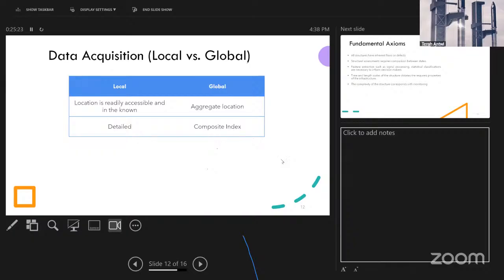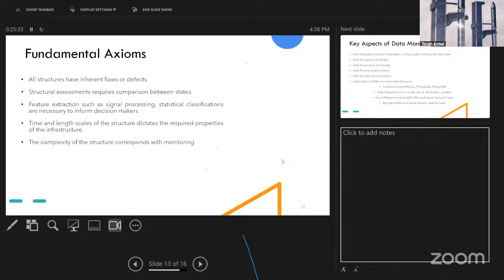Of the road surface. Very simple. And these are all aggregates, or sorry, they are global categories for data acquisition. There are also fundamental axioms. There are things behind all this mapping, our underlying assumptions, and you cannot run away from them.